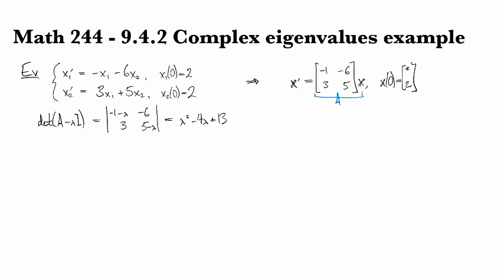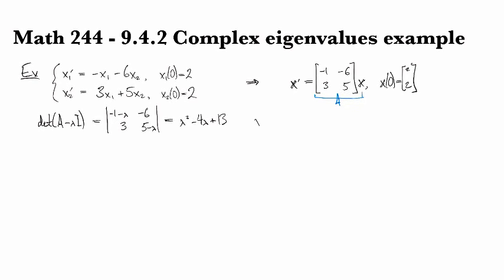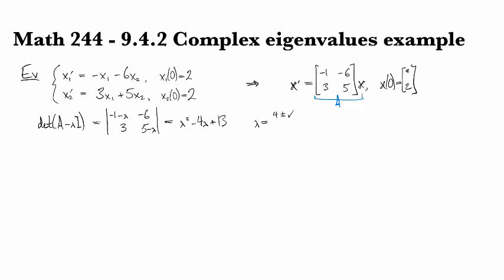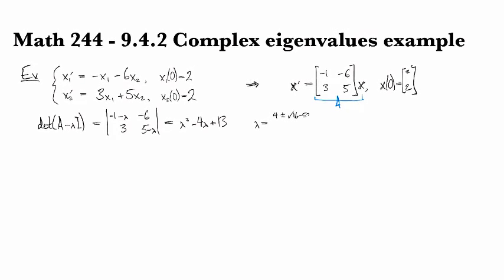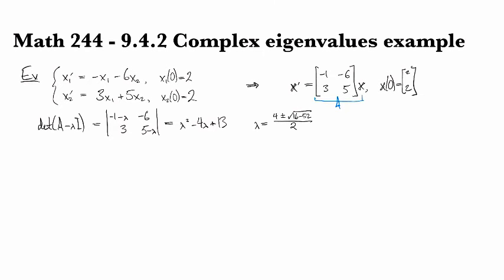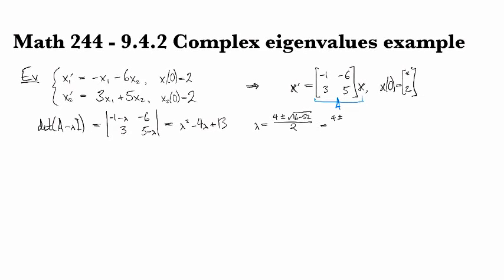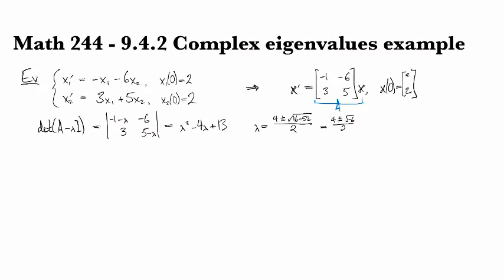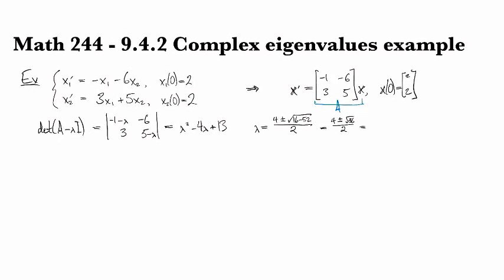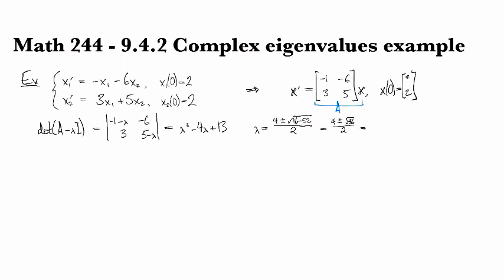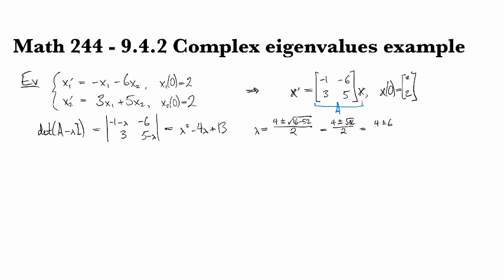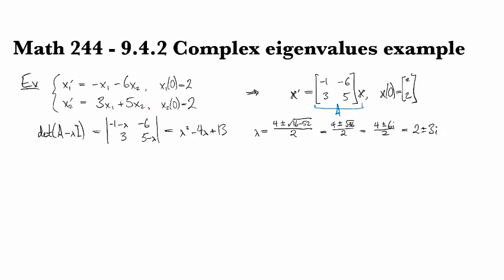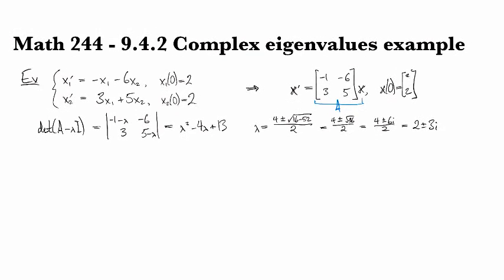And so this one does not look like it factors, so I resort to the quadratic formula. And so this is going to be 4 plus or minus the square root of 16 minus 52, all over 2. So that's 4 plus or minus the square root of minus 36. And so then that's going to be 4 plus or minus 6i over 2, or 2 plus or minus 3i. So we have complex conjugate eigenvalues.